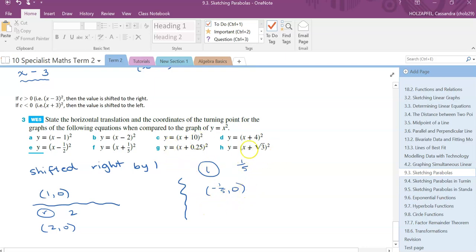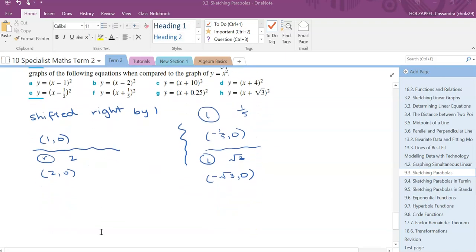Let's do one last one, this one here. H, I do love my surds. So again, this one has been shifted to the left, and that's because it's x plus something. And it's been shifted by √3 units, which is about 1.73. And then the new turning point is going to be -√3, 0.